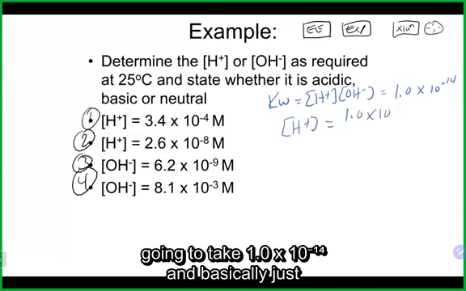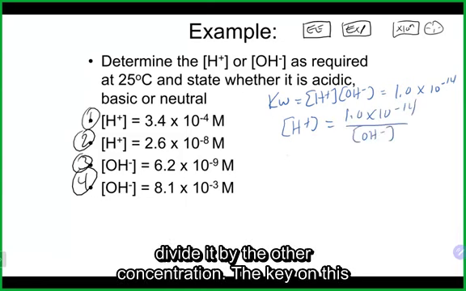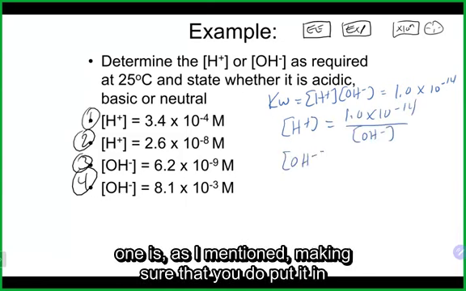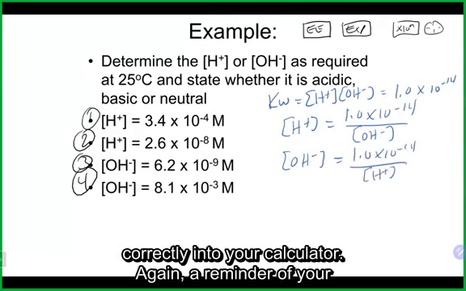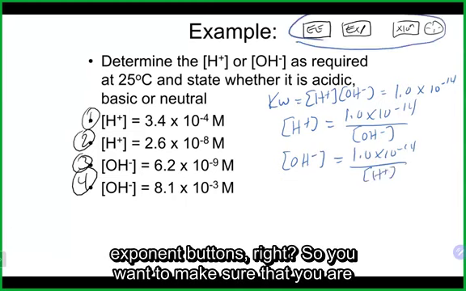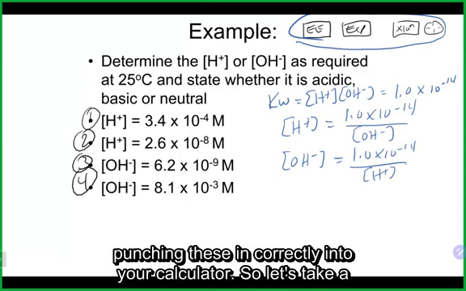And the good news, like I said before, is really it's the same calculation regardless of which one you're calculating. You're just going to take 1 times 10 to the minus 14 and divide it by the other concentration. The key on this one is, as I mentioned, making sure that you put it in correctly into your calculator. Again, a reminder of your exponent buttons. So you want to make sure that you are punching these in correctly into your calculator.